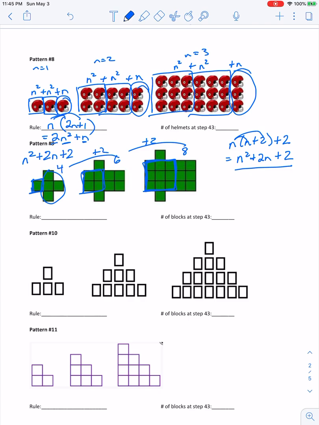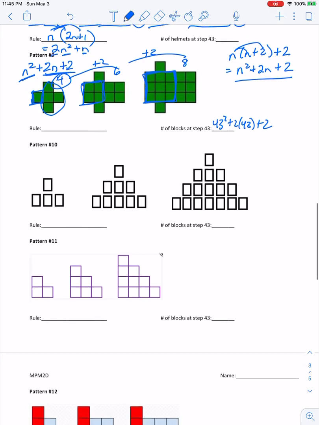Because when n is equal to 1, 2 times 1 is 2, but I need to get to 4, so that's 2. So it's made up of a quadratic part and then a linear part. So n squared plus 2n plus 2. And then for the number of blocks at step 43, you're going to do 43 squared plus 2 times 43 plus 2, whatever that happens to equal.